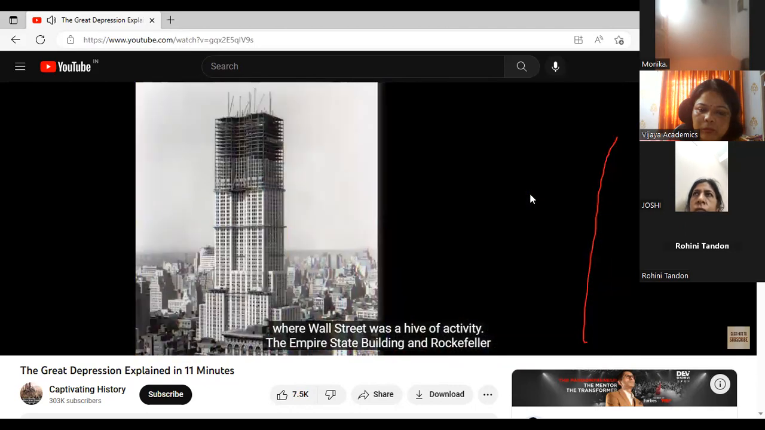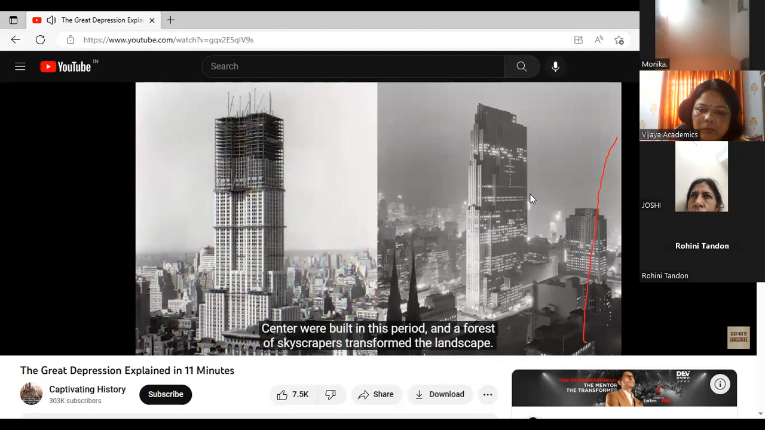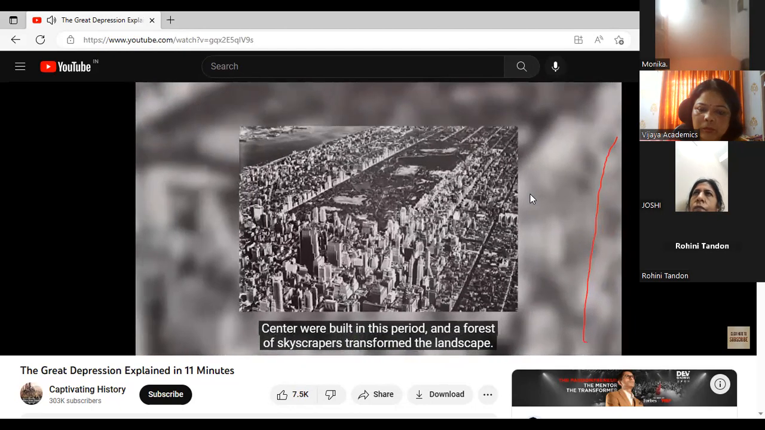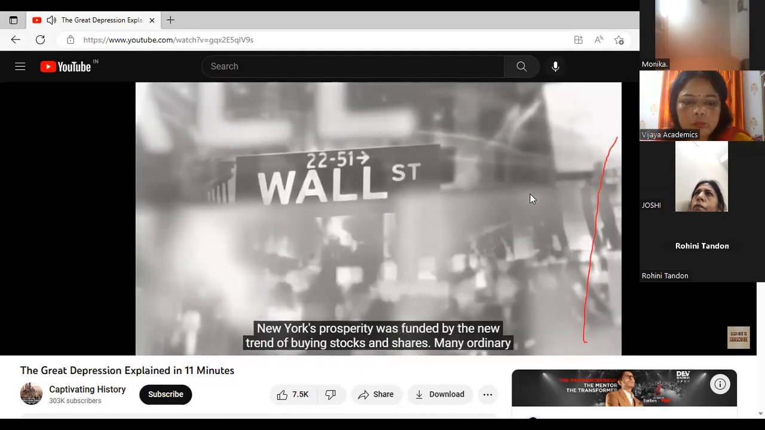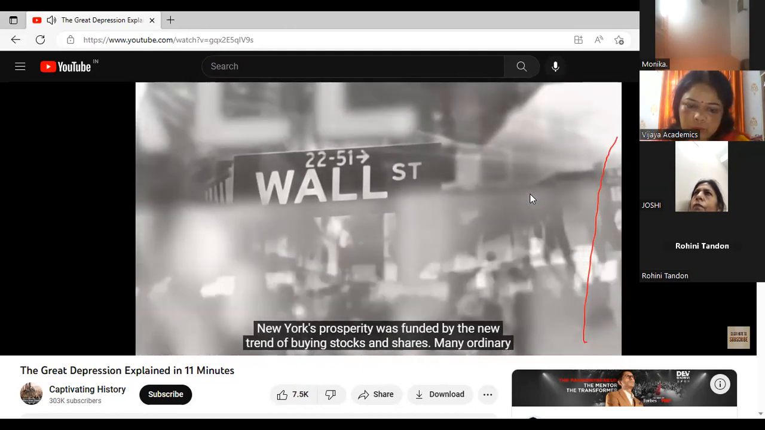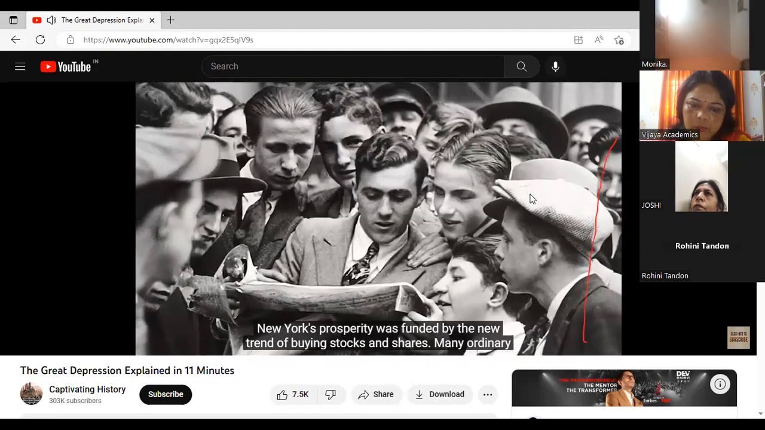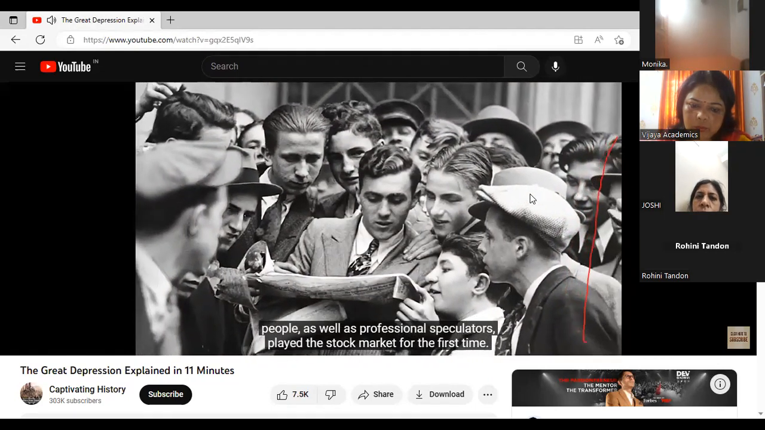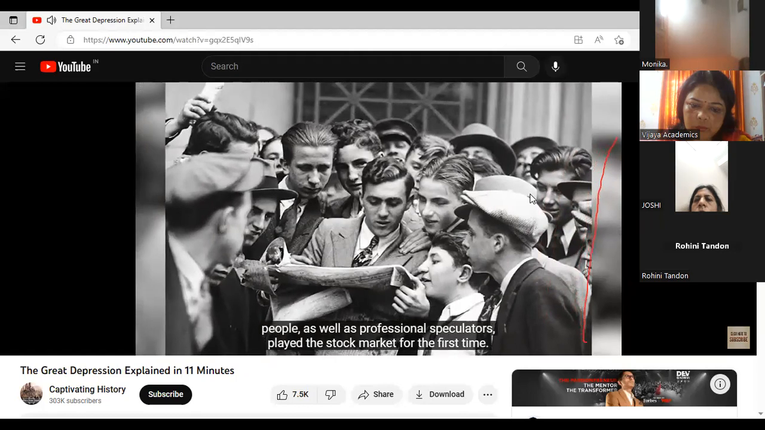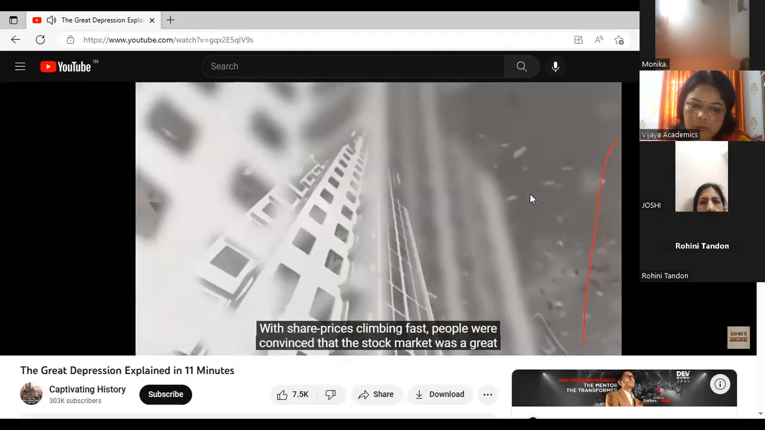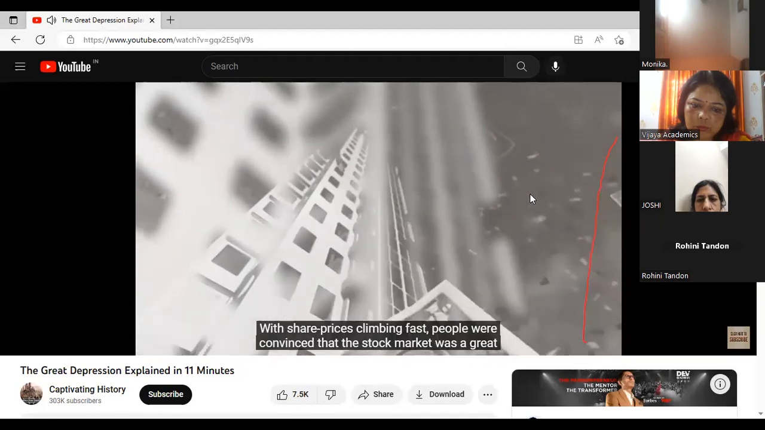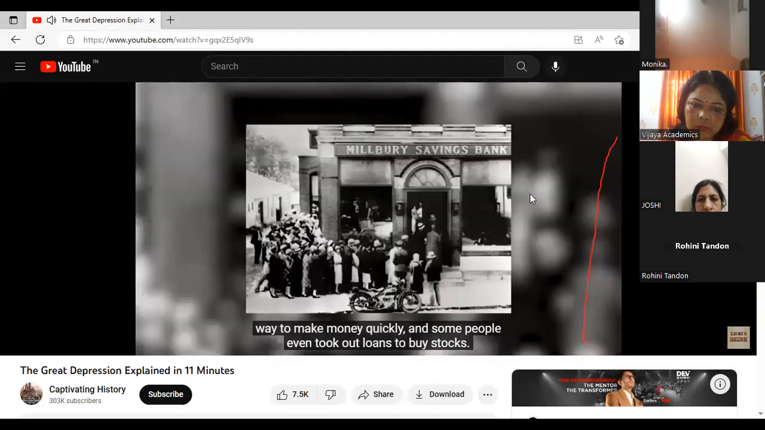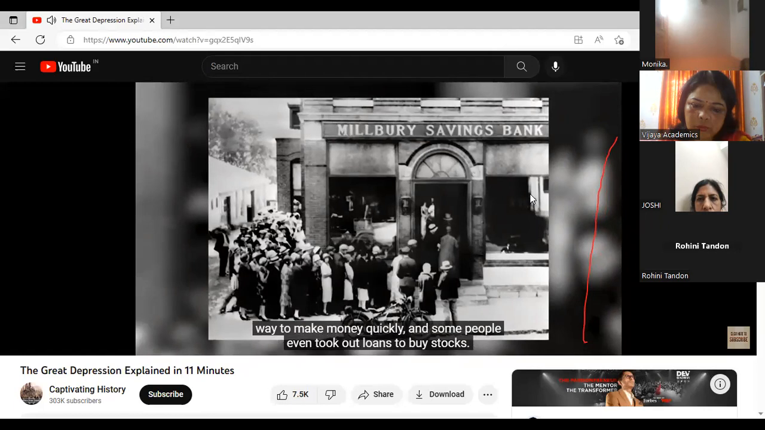The Empire State Building and Rockefeller Center were built in this period, and a forest of skyscrapers transformed the landscape. New York's prosperity was funded by the new trend of buying stocks and shares. Many ordinary people, as well as professional speculators, played the stock market for the first time. With share prices climbing fast, people were convinced that the stock market was a great way to make money quickly, and some people even took out loans to buy stocks.